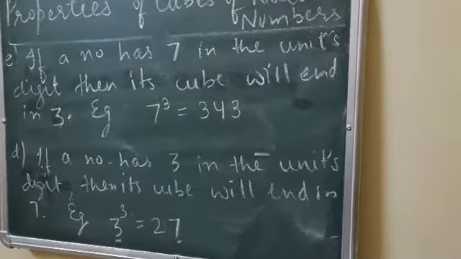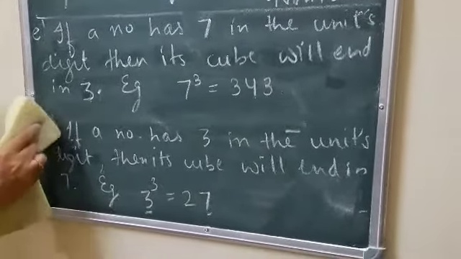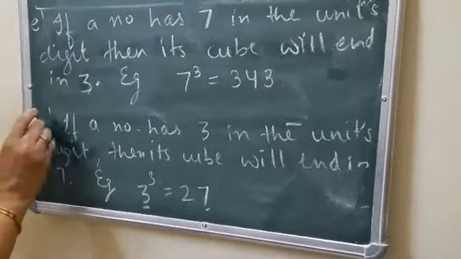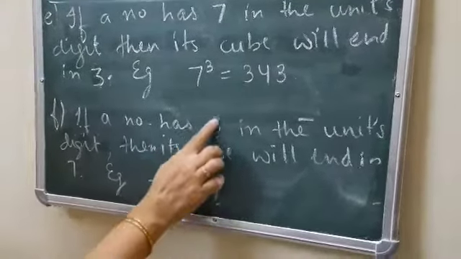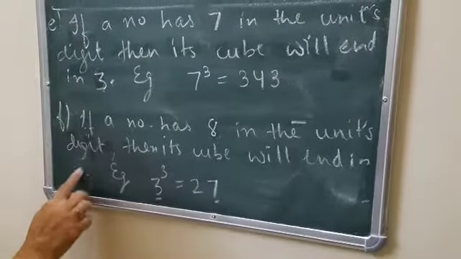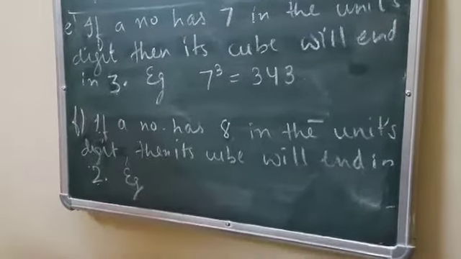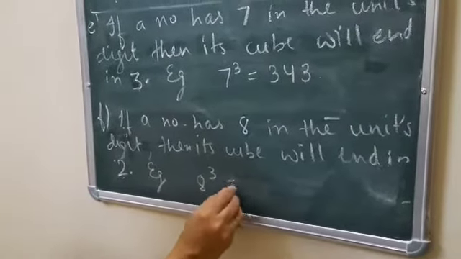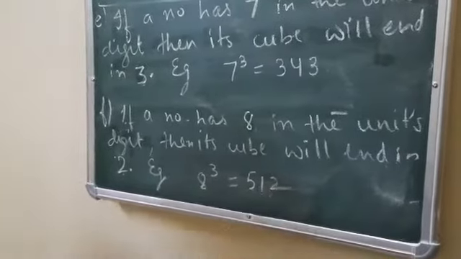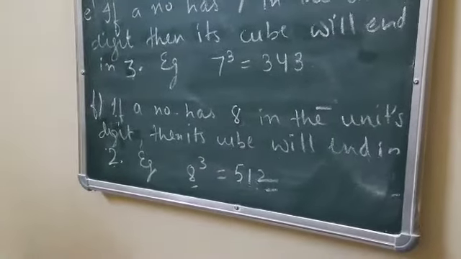Next, last point, F. If a number has 8 in the units digit, then its cube will end in 2. For example, let's take 8 only. 8 cube is 512. So your unit digit is 2 when your cube is, and the number is 8.